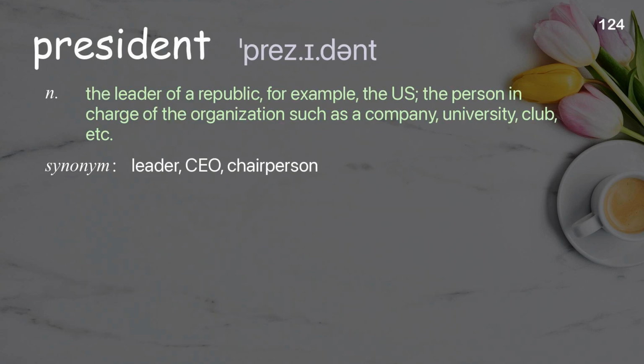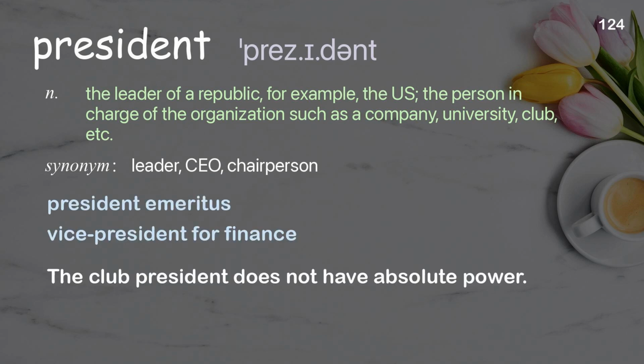President. The leader of a republic, for example, the U.S., the person in charge of the organization, such as a company, university, club, etc. Examples: President Emeritus. Vice President for Finance. The club president does not have absolute power.